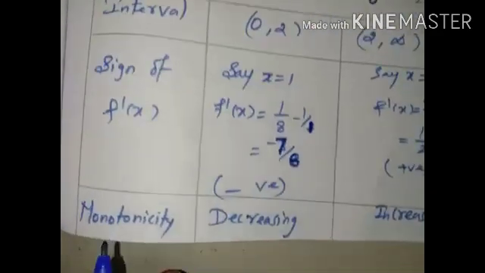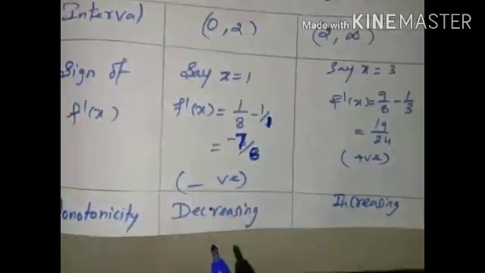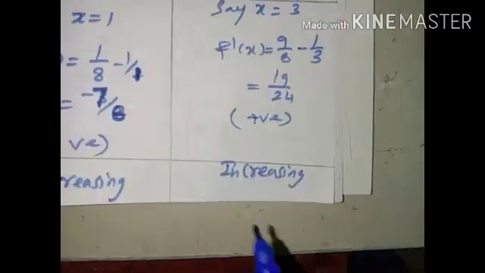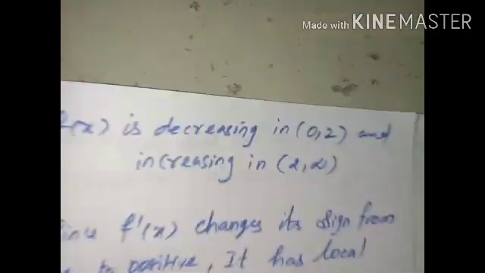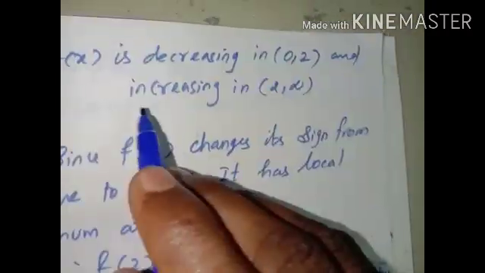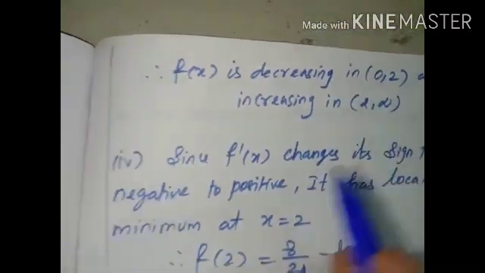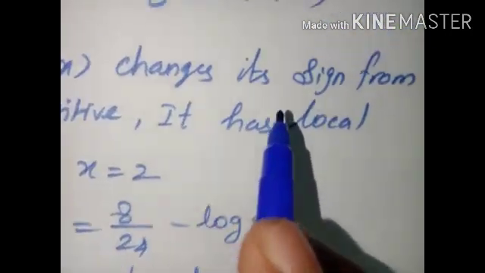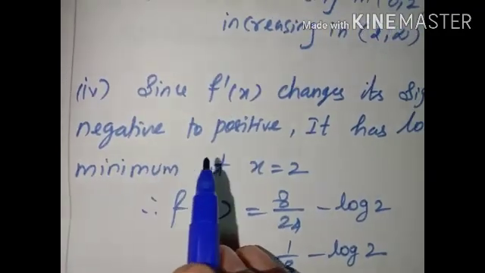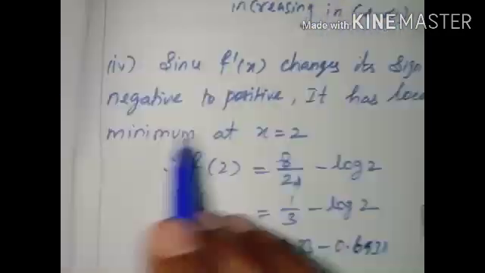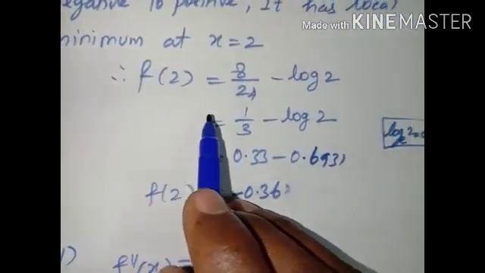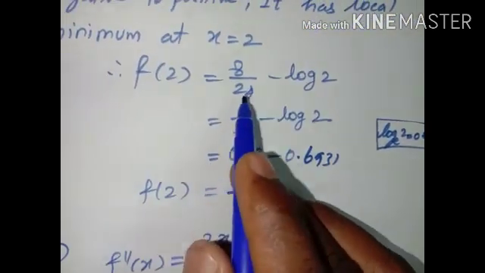So the monotonicity is: from 0 to 2 it is decreasing, and from 2 to infinity it is increasing. Now f(x) is decreasing on (0, 2) and increasing on (2, infinity). Fourth condition: since f'(x) changes its sign from negative to positive, it has a local minimum at x = 2. Therefore f(2) equals 8 divided by 24.